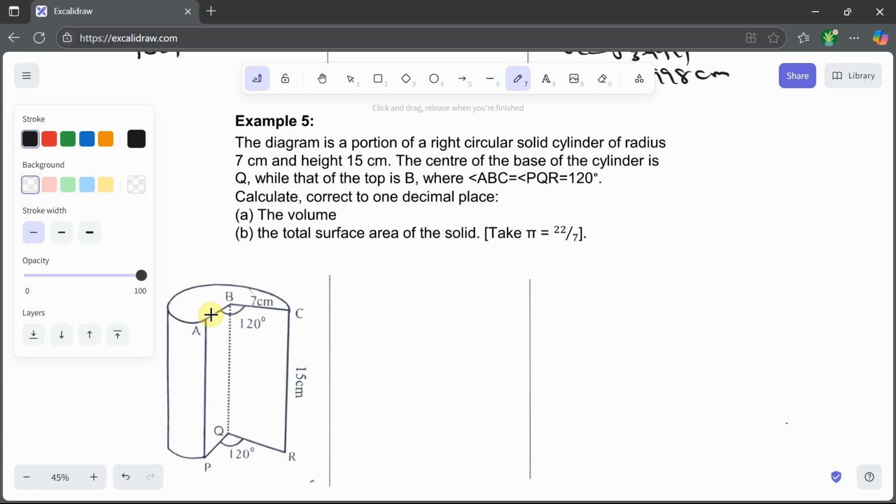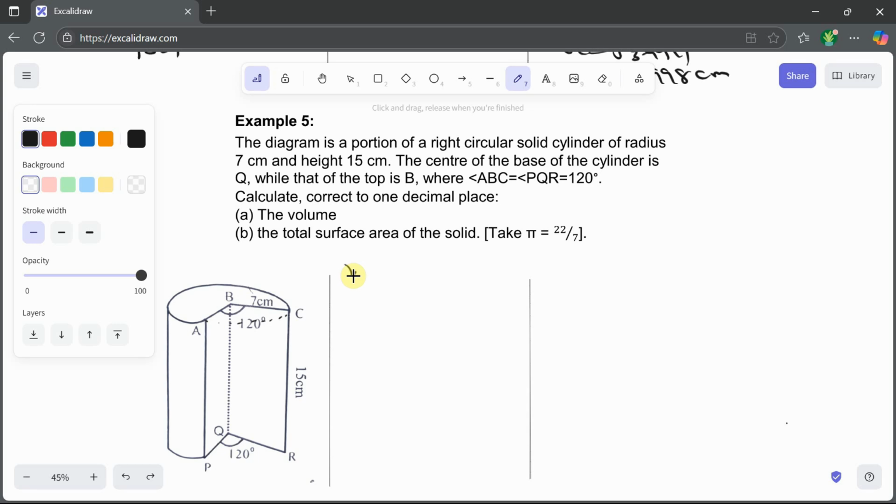Great. So what do we know about the portion that is cut out? Look at it. If I draw something like this to this point here, you realize that this is a sector. So we can find the area of a sector, can't we? If I find the area of a sector and multiply by the height, would that give me the volume? Yes, it will.